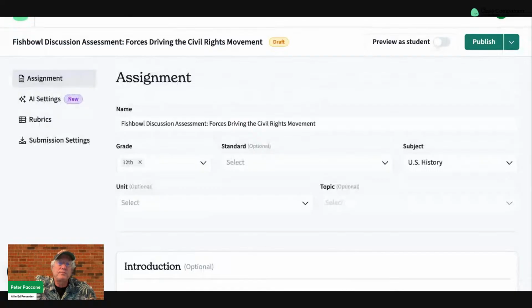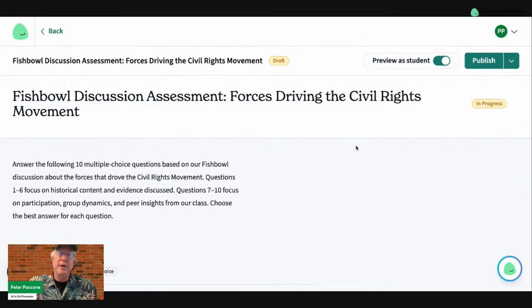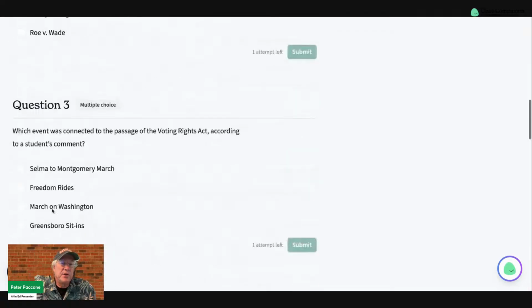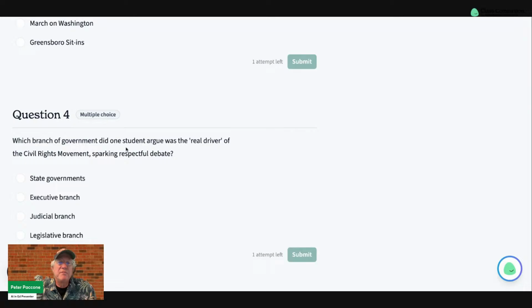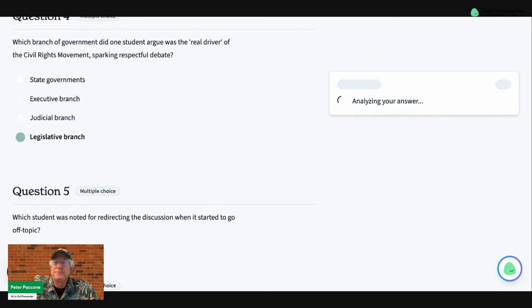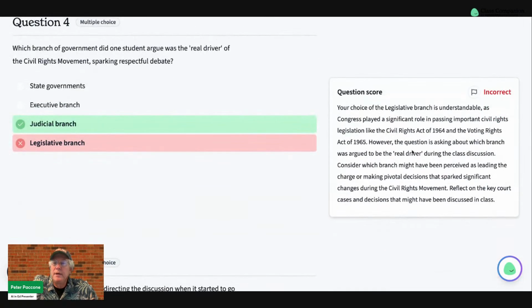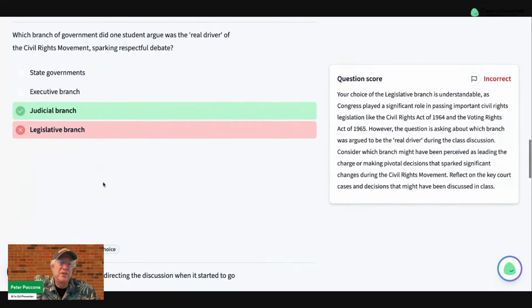Now what we're going to do is just look at it from the preview as a student. And let's just go down here to question number, where's that one? Right here. Which branch of government did one student argue was the real driver of the civil rights movement, sparking respectful debate? Let's just say they said legislative branch. Let's see how this works. Okay. Is understandable, Congress were right. However, the question is asking about which branch was argued, and consider which branch and reflect on the key. And what we've got here is the student mentioned the judicial branch.